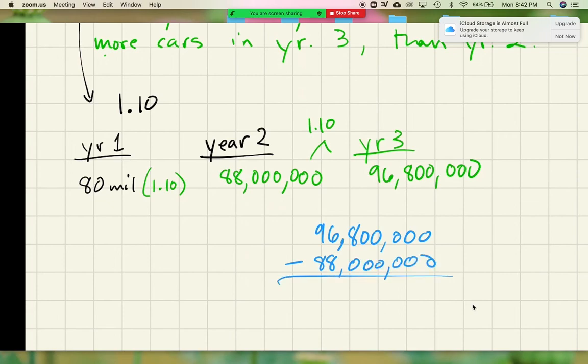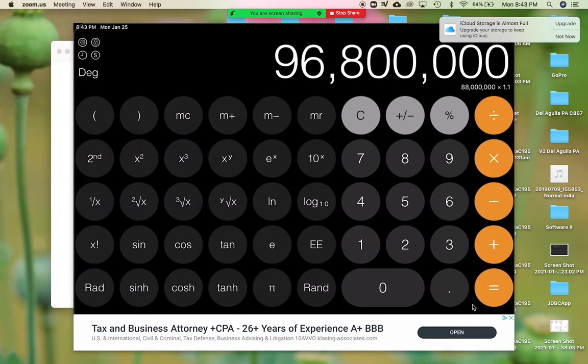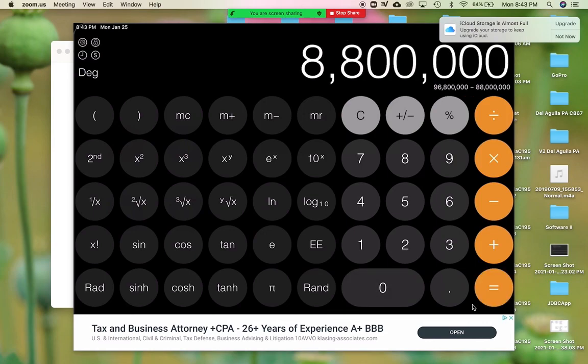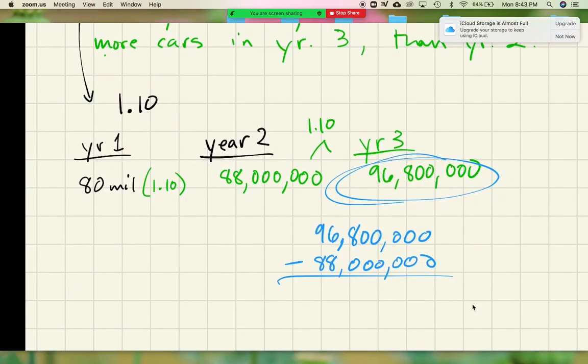Does that make sense? Yeah. Because it says how many more here than here. So you're just subtracting. This number minus 88 million, and I think that's one of the answers. 8,800,000. Yeah.